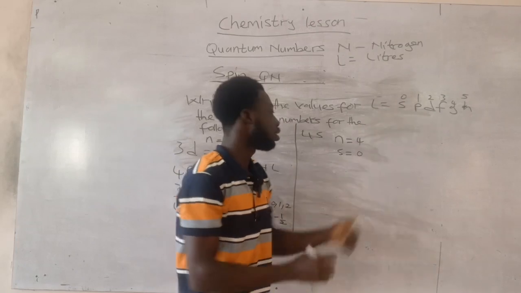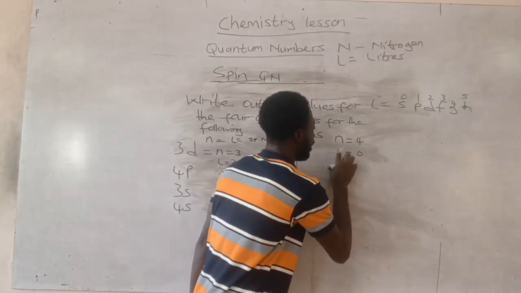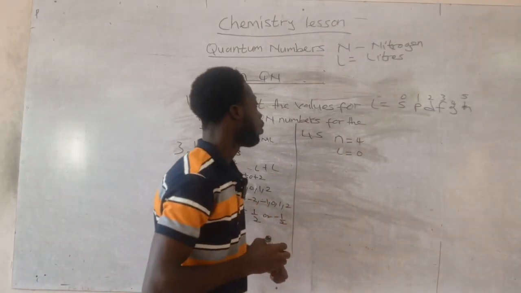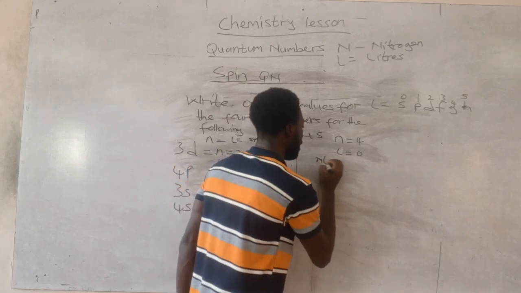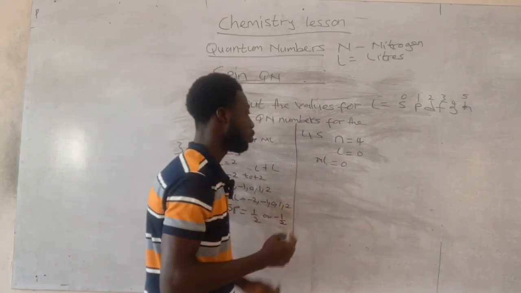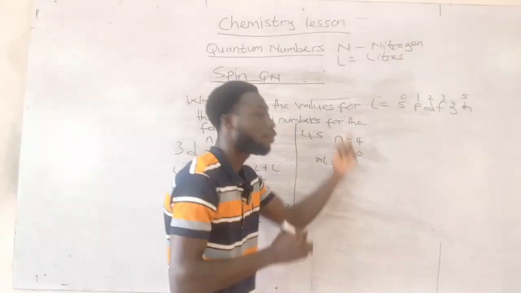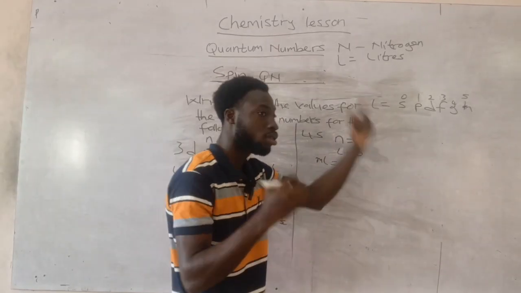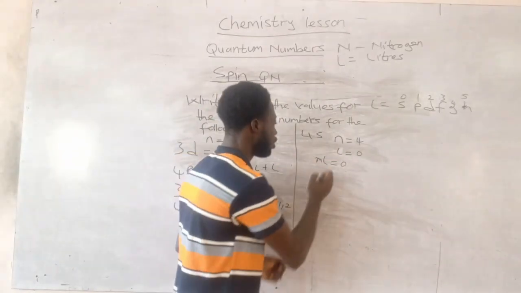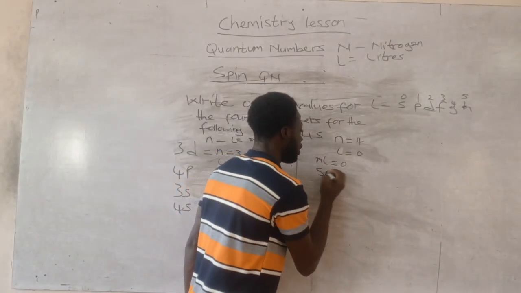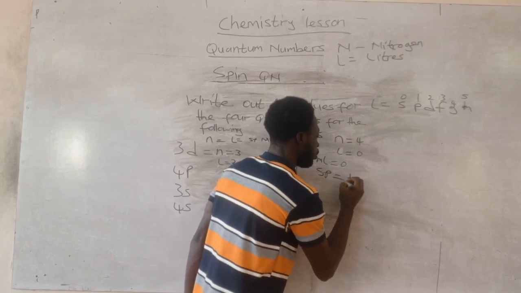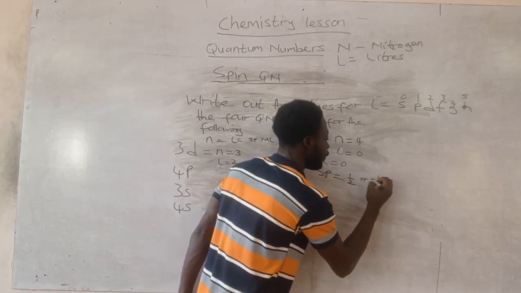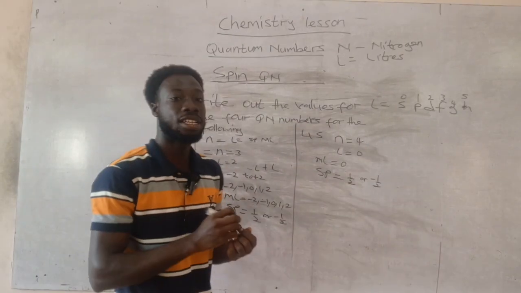So for the s orbital, L is equal to 0. Now, if our L is equal to 0, our ML will also be 0, because we cannot have negative 0 or positive 0. So ML is equal to 0. Our spin is equal to plus 1 over 2 or negative 1 over 2.